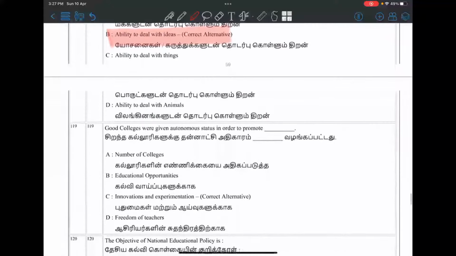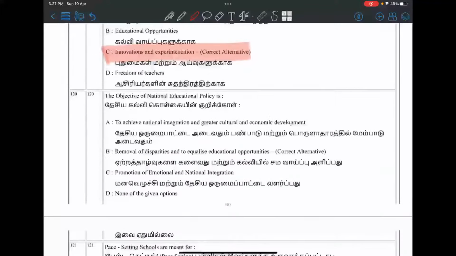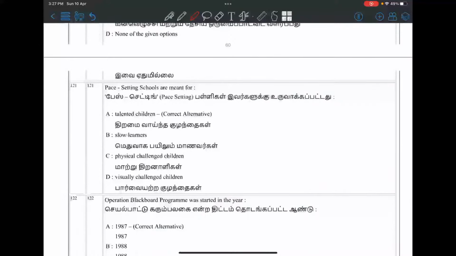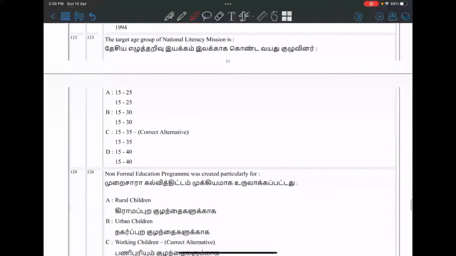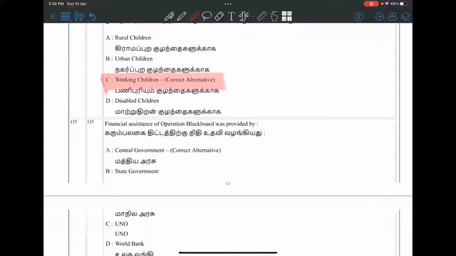Good colleges were given autonomous status in order to promote innovation and experimentation. The objective of the national educational policy is the removal of disparities and equalizing educational opportunities. Pace setting schools are meant for talented children. Operation Blackboard was started in 1987. The target age group of the National Literacy Mission is 15 to 35. Non-formal education was created particularly for working children. Financial assistance for Operation Blackboard was provided by the central government.